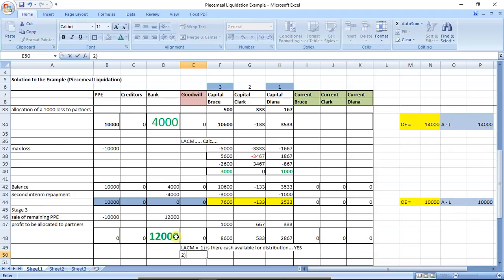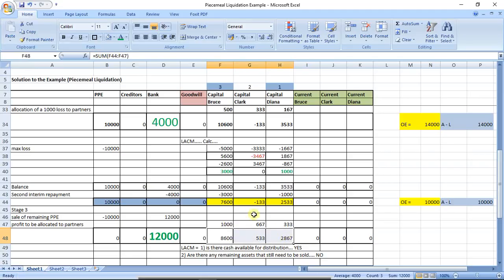Okay. The second point is, are there any remaining assets that still need to be sold? All right, and the answer is actually no. Okay, so would you need to do loss absorption capacity? No. Well, remember, we only do loss absorption capacity when there are still assets to be sold and there's cash available. So here, there is cash available, but no assets to be sold.